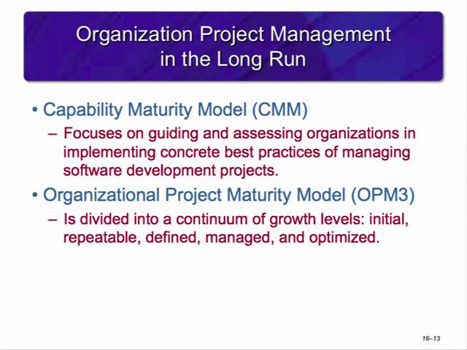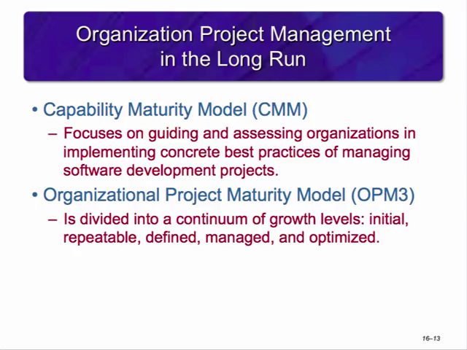The Capability Maturity Model is used to guide and assess an organization in implementing concrete best practices of managing a software development process. It contains 5 maturity levels: the initial level, the repeatable level, the defined level, the managed level, and the optimizing level. In theory, the higher the level, the better the software development process.